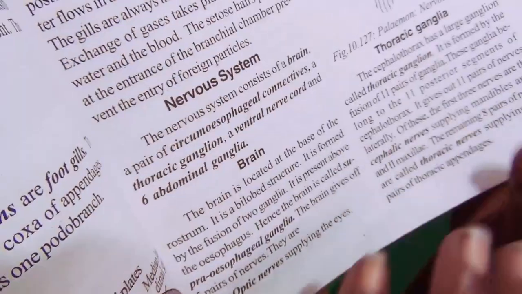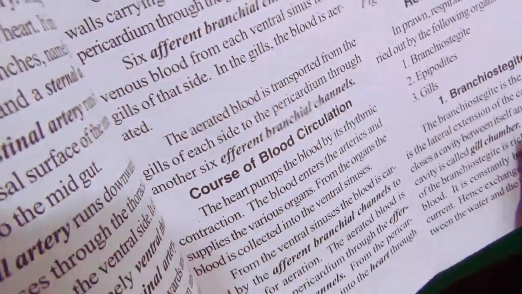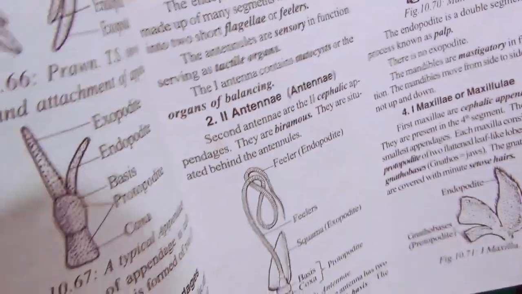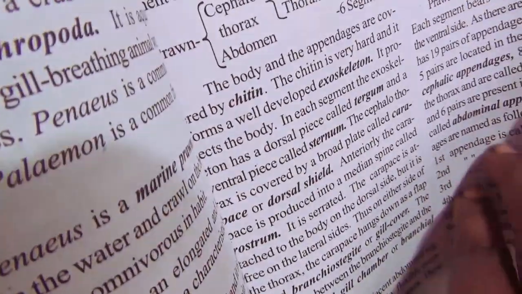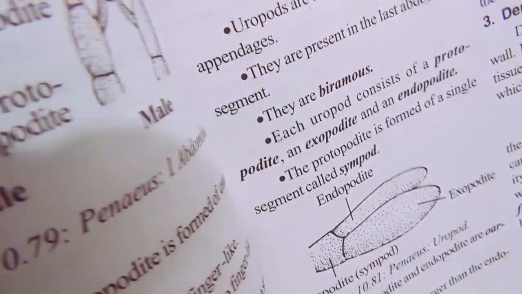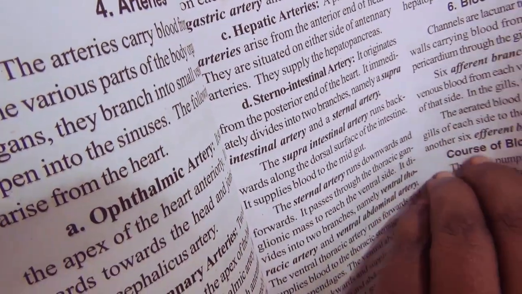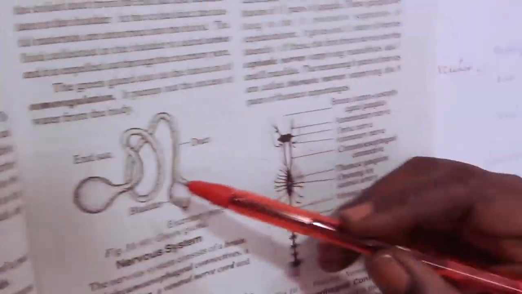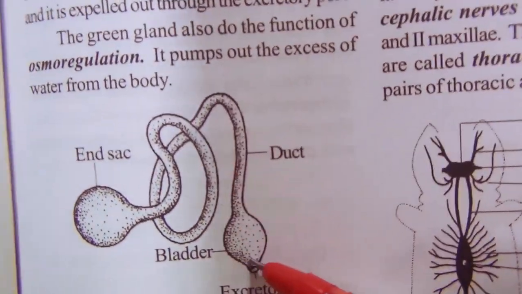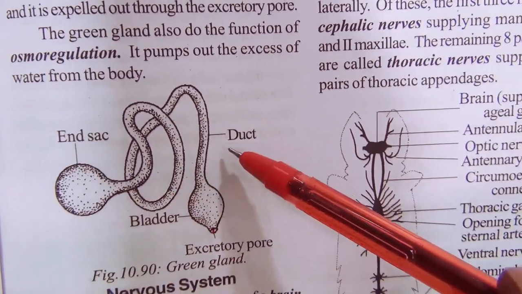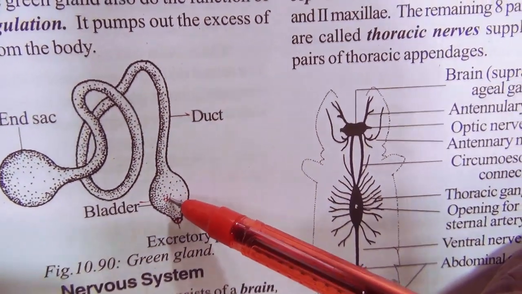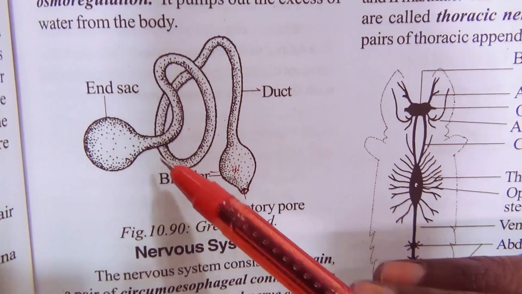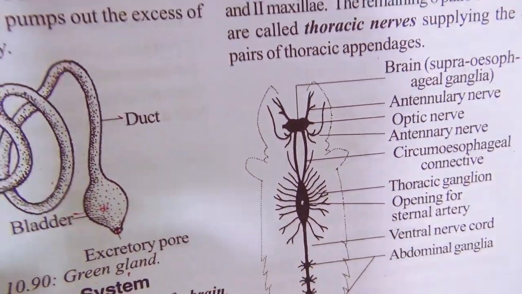Okay, once again, I want you to see the green glands also. Ommatidium. Appendages. Different parts we have. This is the green gland. Excretory pore. The end sac. It is a duct and it is a bladder. Okay. It's a green gland in the arthropods.